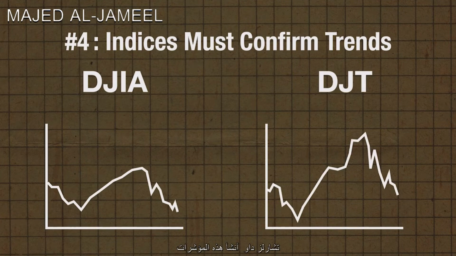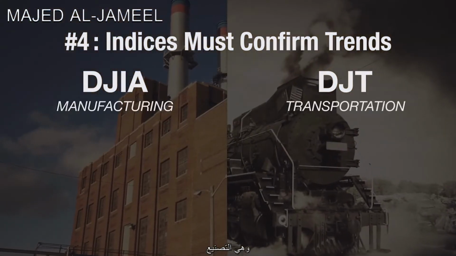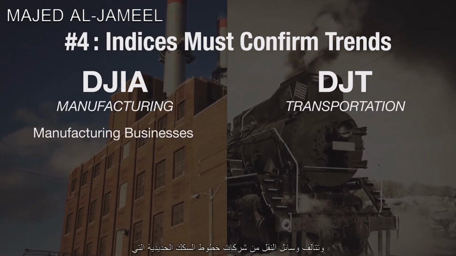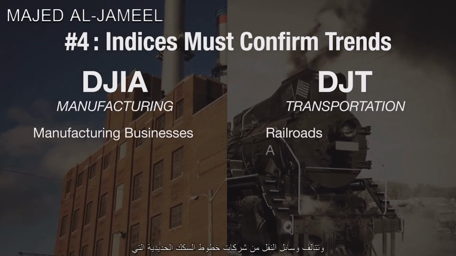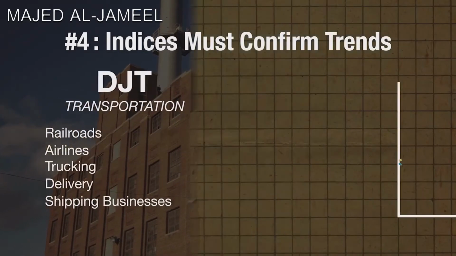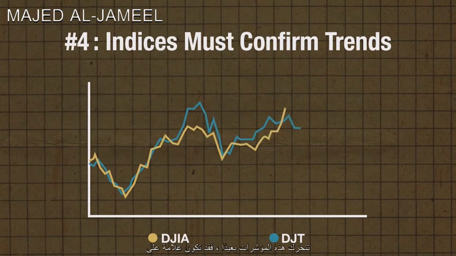Charles Dow created these indices to represent what he believed were the most important industries in the economy, namely manufacturing and transportation. The Dow Industrials are composed of manufacturing businesses and the transports are composed of railroads, airlines, trucking, delivery, and shipping businesses. Both of these indices tend to move in the same direction, but when these indices move apart, it could be a sign that the market will reverse its trend.